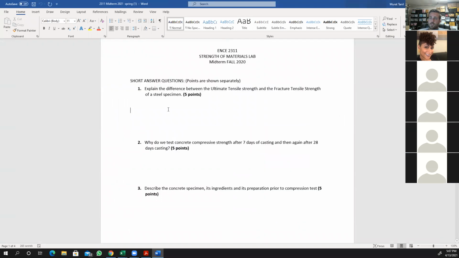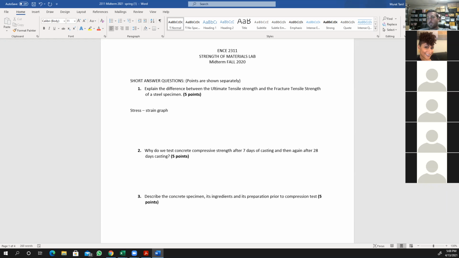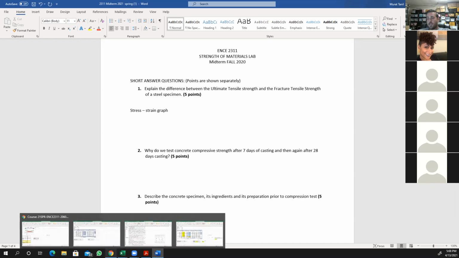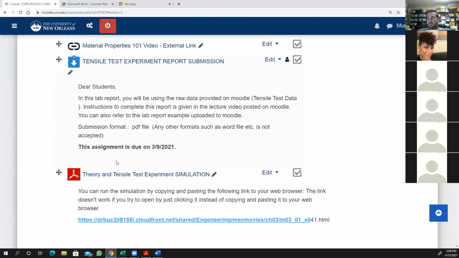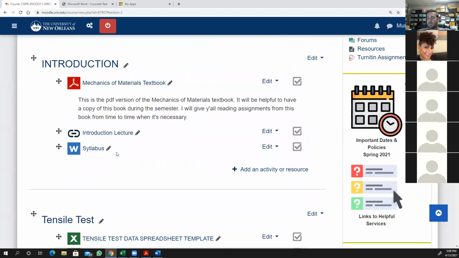So the first question: explain the difference between ultimate tensile strength and the fracture tensile strength. That was pretty easy. You should remember the graph that we were working on in the tensile test. You have a stress-strain graph, right? We have the linear, elastic portion, and then we have the plastic region. Let's look at that graph really quick. In the meantime, who wants to answer the first question? Simple.